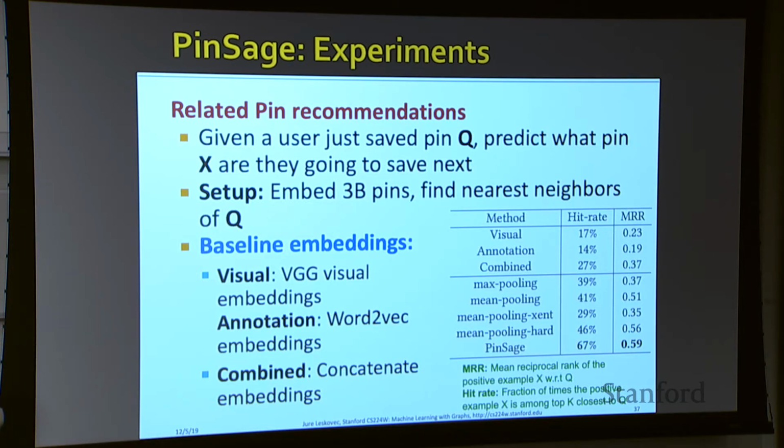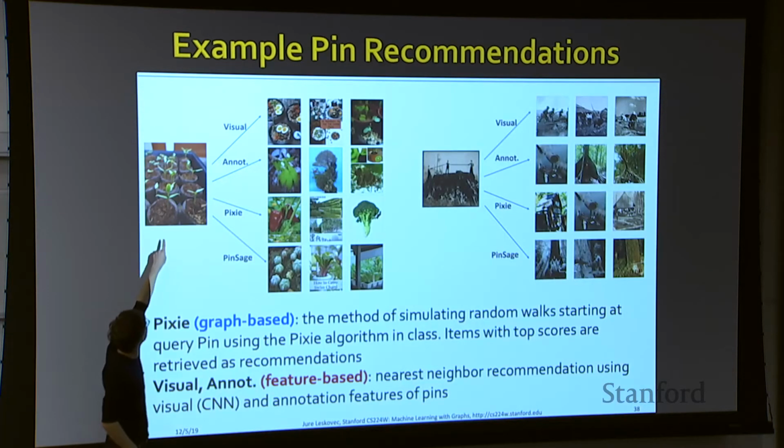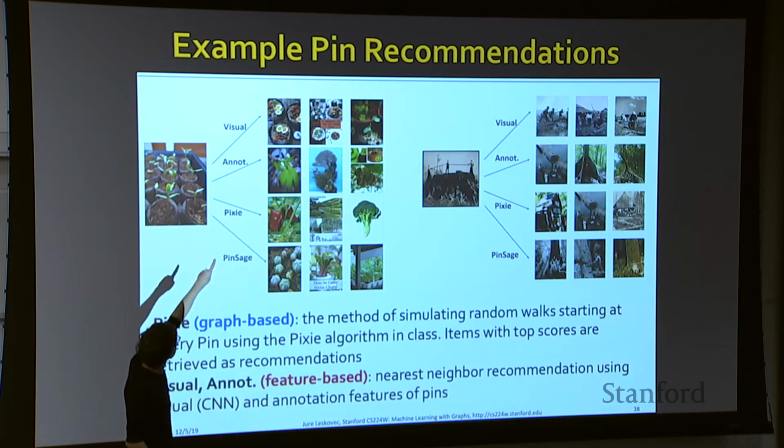So let me give you a few examples. So here's my example of some plants growing. If you do the visual comparison, it's basically bibimbap, brown rice, things like that, right?